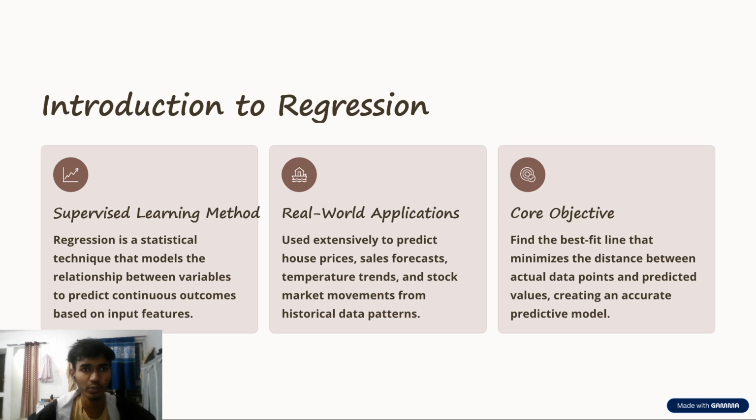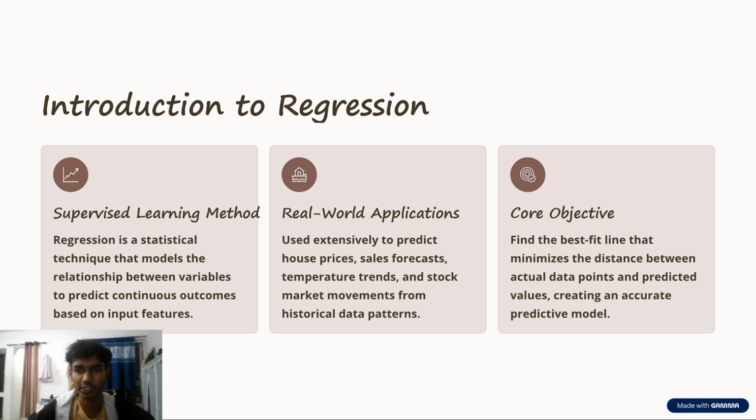Introduction to regression. First, it is a supervised learning method. Regression is a statistical technique that models the relationship between variables to predict continuous outcomes based on input features. Second point is real world application. It is used extensively to predict house prices, sales, forecasts, temperature, trends, and stock market movement from historical data patterns.